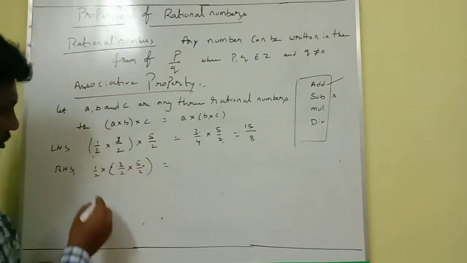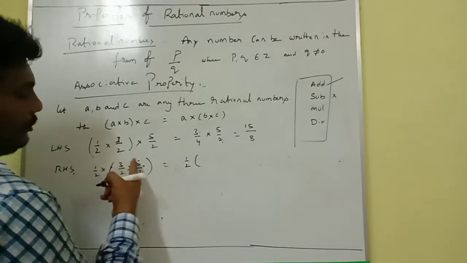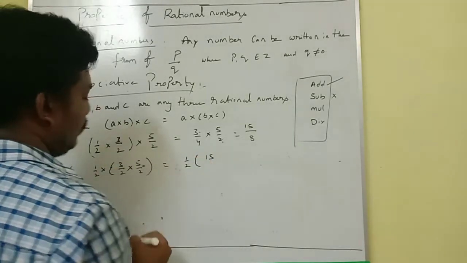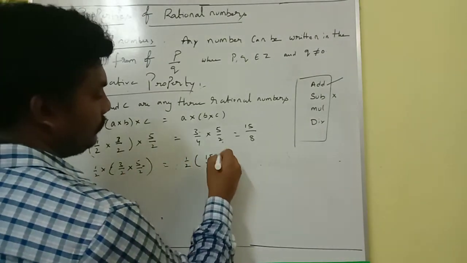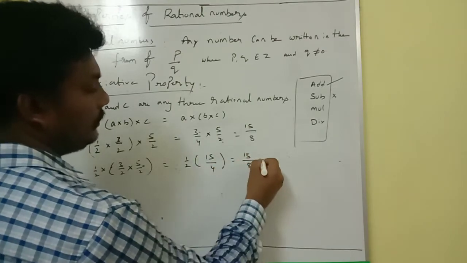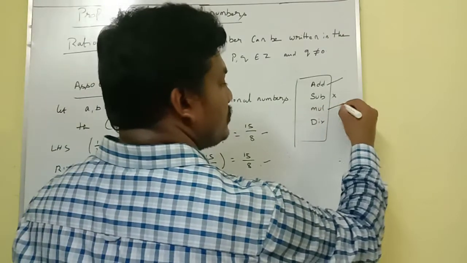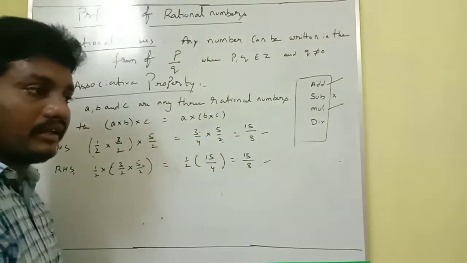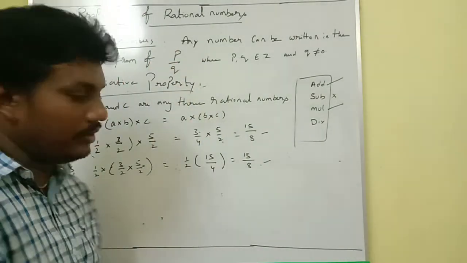Then coming to RHS, how much? This is 1 by 2. 3 by 2 into 5 by 2: 3 into 5, 15. This is 2 into 2, 4. Then what happens? 1 into 15, 15. 2 4s are 8. Yes, same result will come. So what it means is that multiplication is suitable. Multiplication is possible over associative property.